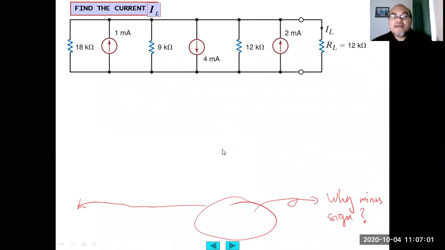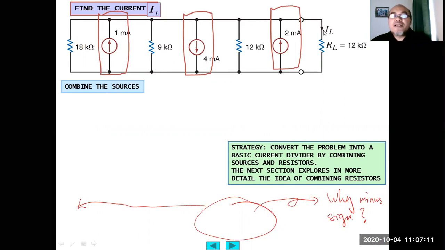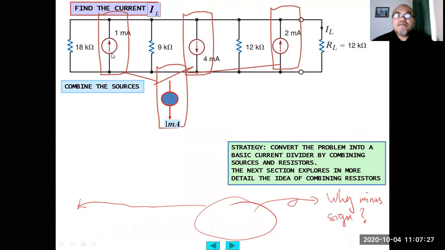Okay, so another question from your friend is about a circuit with multiple current sources. The question asks about this IL that flows into the RL equals 12 kilo ohm here. First we solve this by combining the three current sources: 1 milliampere upward, negative 4 milliampere downward, plus 2 milliampere upward. So 1 plus 2 is 3, 3 minus 4 is negative 1 milliampere upward.